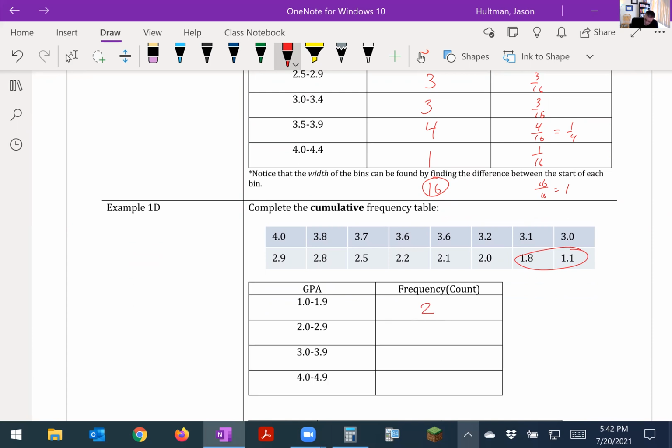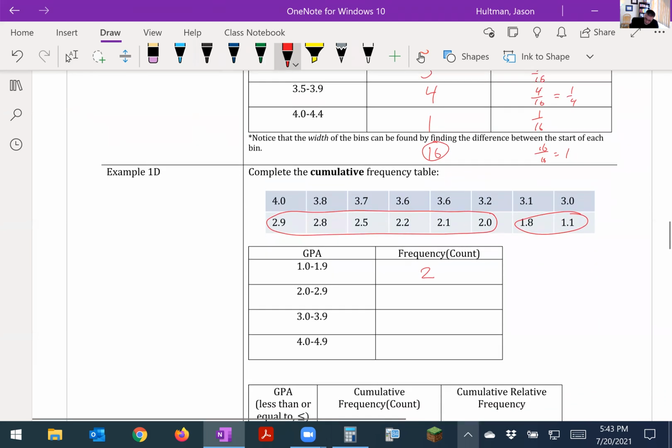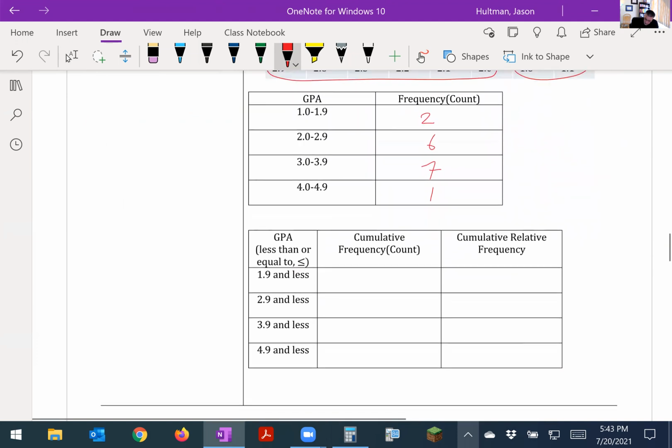Okay, and then what about 2.0 to 2.9? Well, that's these guys here, but it's also everything that came before. So let's just do the frequencies right now, and then we'll do the cumulative next. So 2.0 to 2.9 is going to be 6, and then 3.0 to 3.9, that's 7, and then 4.1 is 1. So how do we do the cumulative?